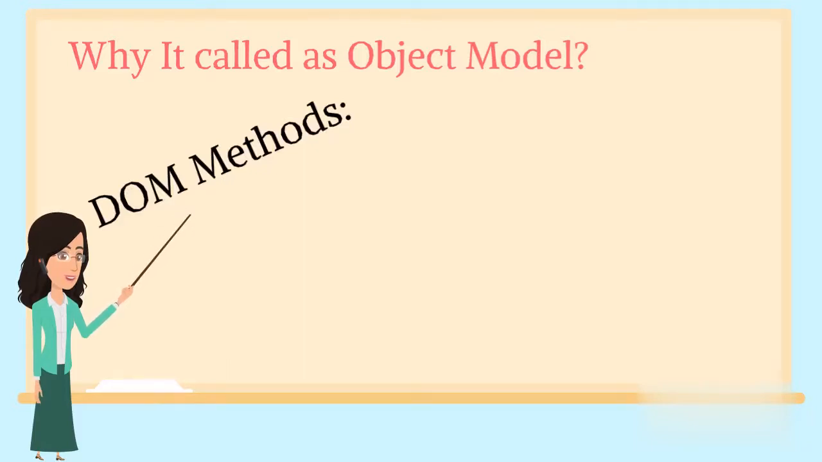In the DOM, all HTML elements are defined as objects. The third point is the programming interface is the properties and methods of each object. Fourth, a property is a value that you can get or set, like changing the content of an HTML element. Fifth, a method is an action you can do in your program, like adding or deleting an HTML element.